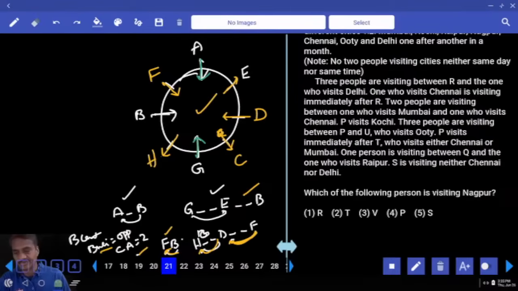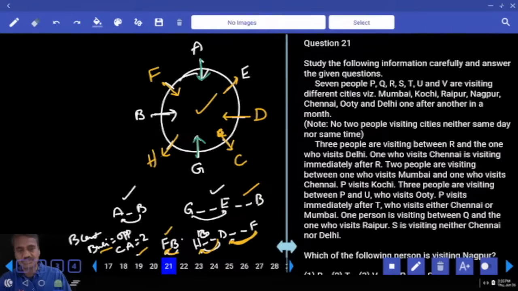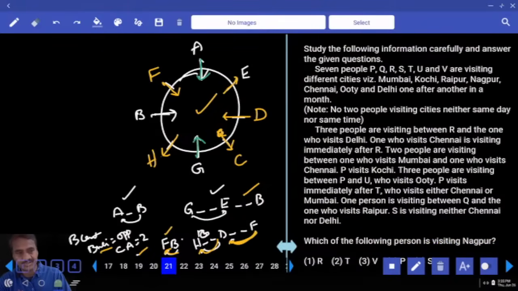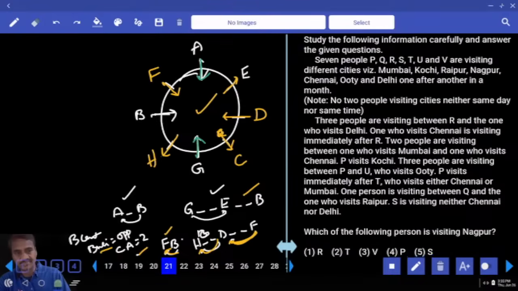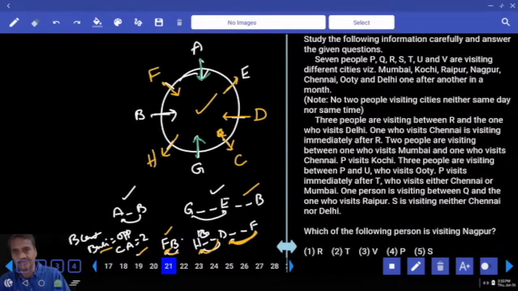But then question number 21 onwards. Now in this 21 onwards, it is based on 7 people. Now P, Q, R, S, T, U and V. They are visiting 7 different cities, one after the other in a month. Now 7 people, they are visiting 7 different cities, one after the other.